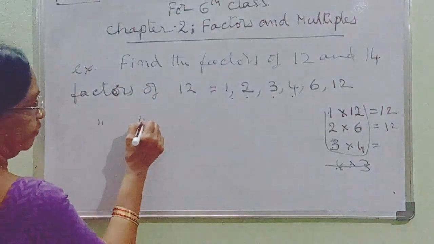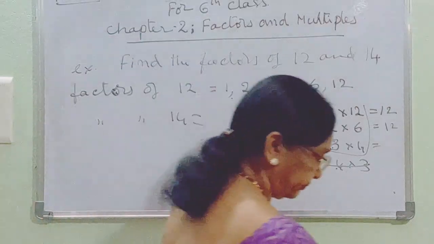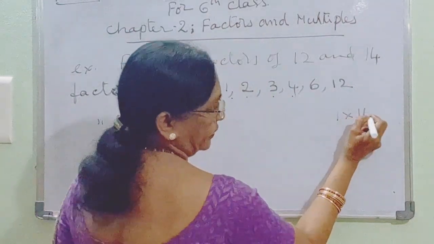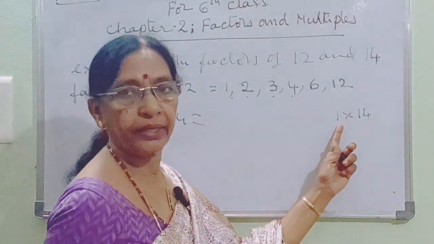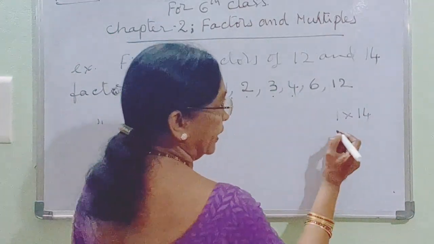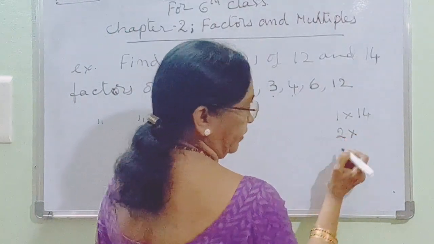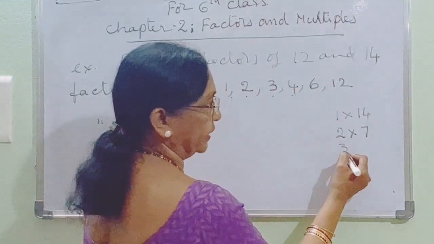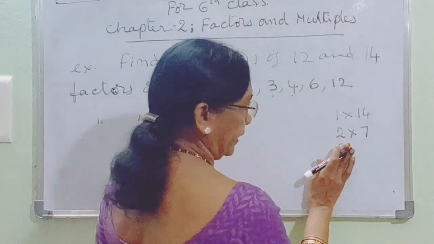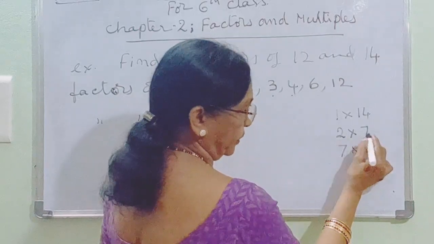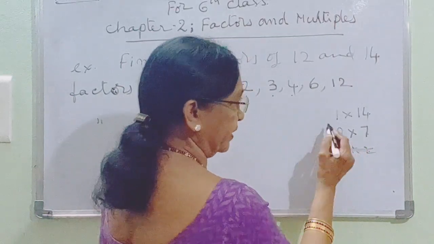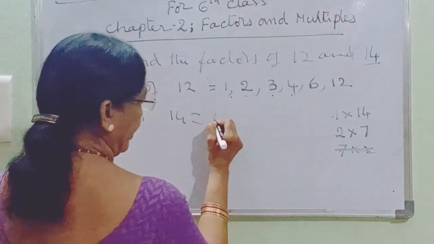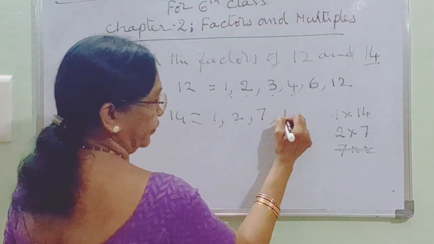Similarly, factors of 14. 14 can be written as 1 into 14. Next, as it is an even number, we can write it as 2 sevens, 2 into 7. It is not divisible by 3 or 4 or 6. Next is 7 into 2, but 2 into 7 is the same as 7 into 2. This is repeated. Therefore, the factors of 14 are 1, 2, 7 and 14.